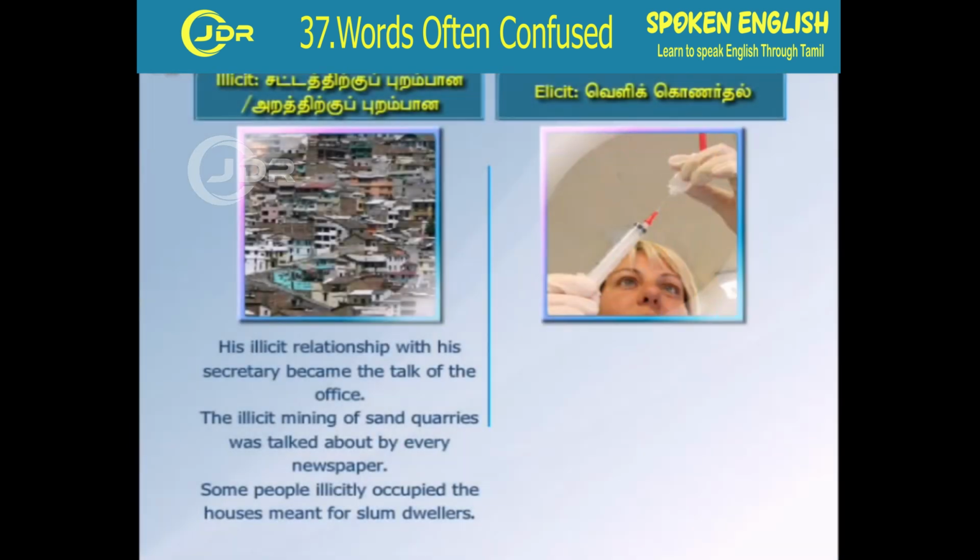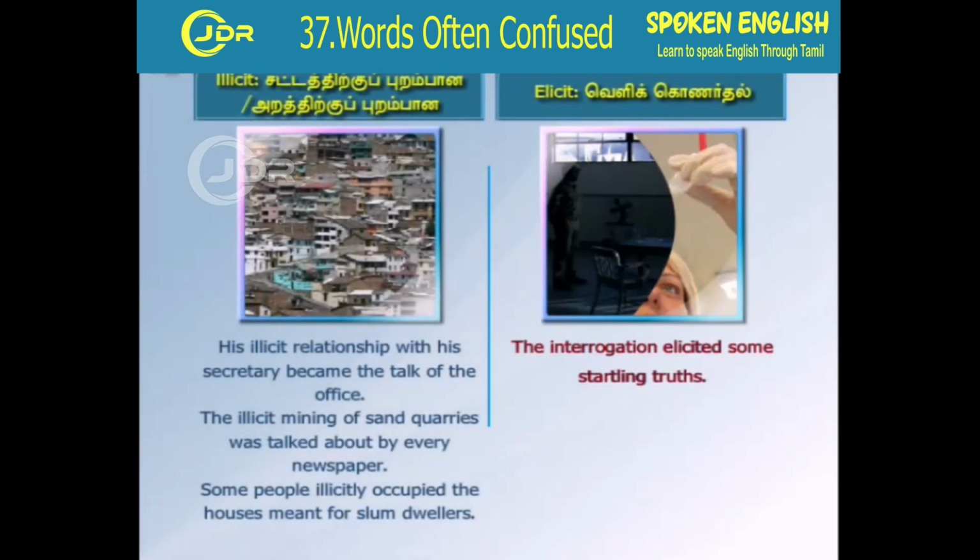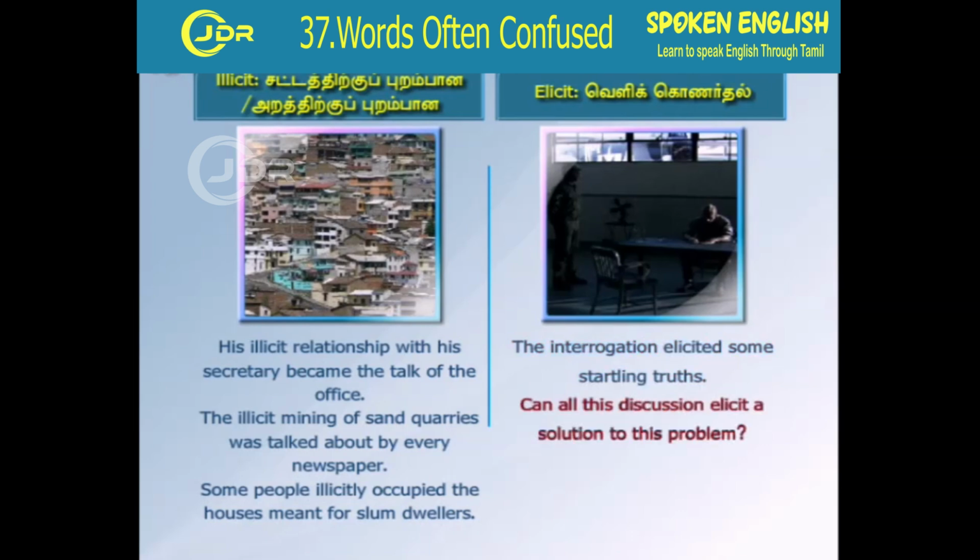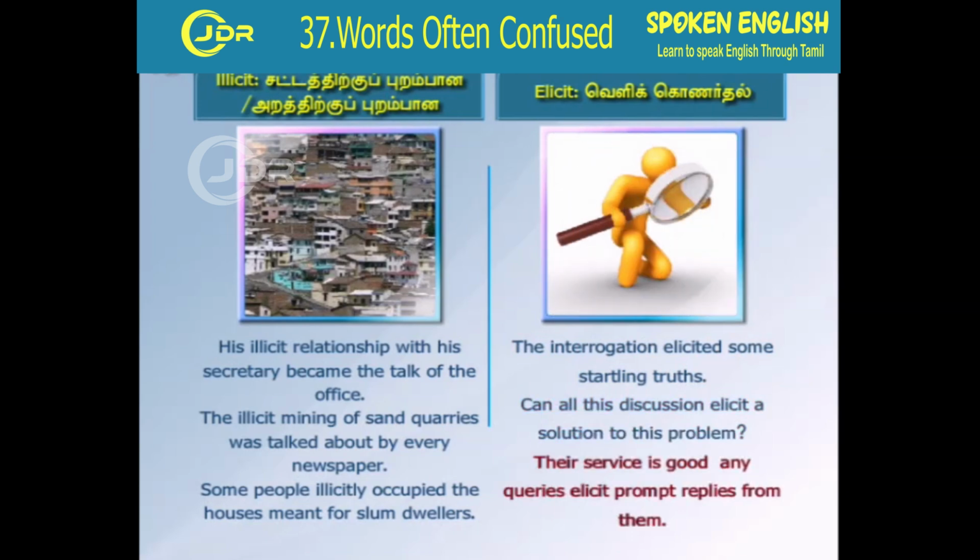Elicit, வெளிக்கொணர்தல். The interrogation elicited some startling truths. Can all this discussion elicit a solution to this problem? Their service is good. Any queries elicit prompt replies from them.